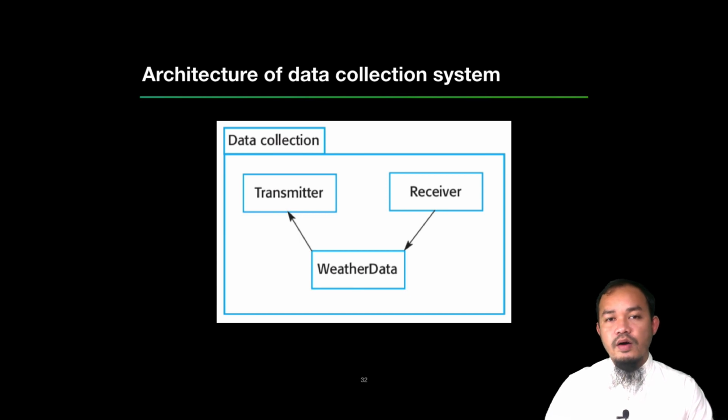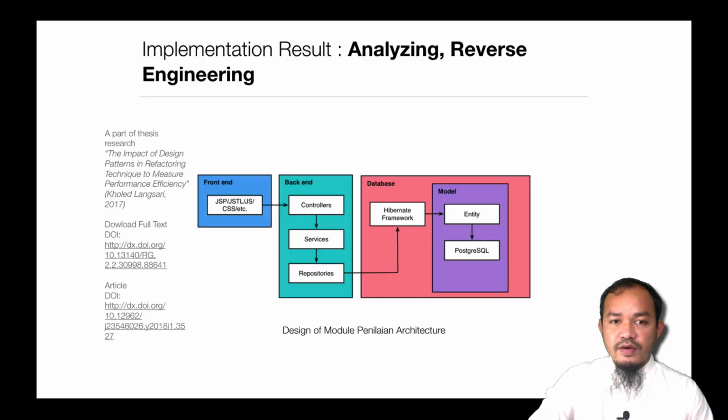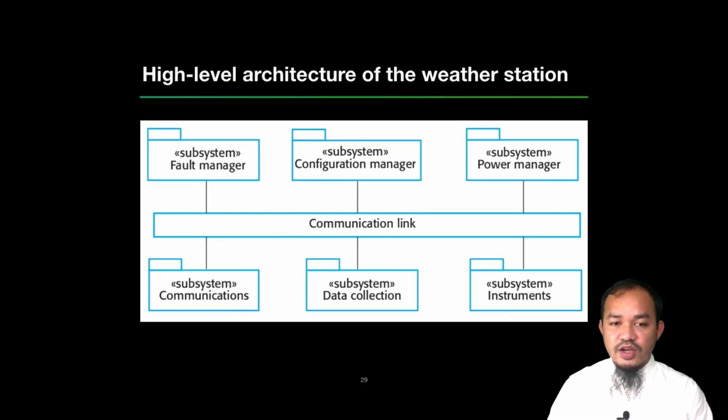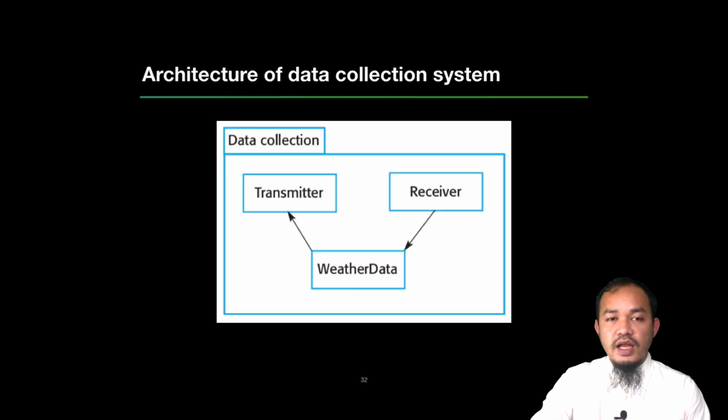This is an example of the data collection of the weather system. You look here, we have data collection, a subsystem of the weather station. After we already have the data collection subsystem, we have to look and design it again. What inside the data collection will consist? It means the components inside the data collection. Here we have the transmitter, receiver, and weather data.